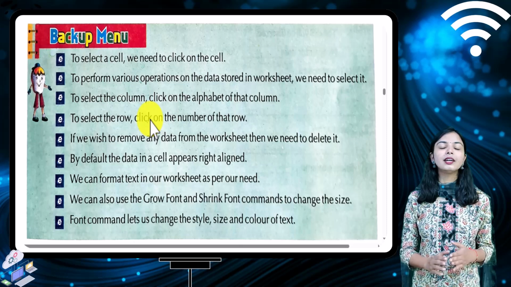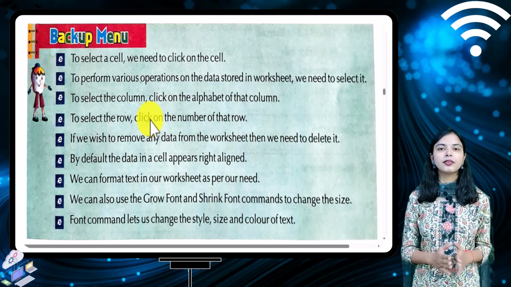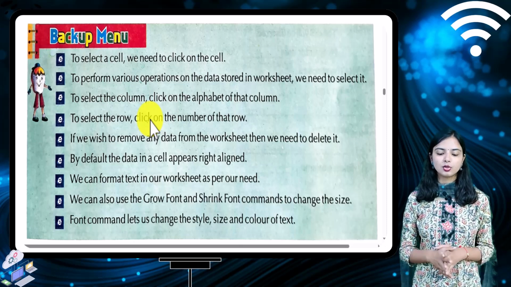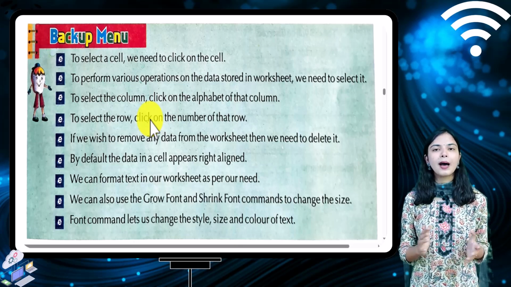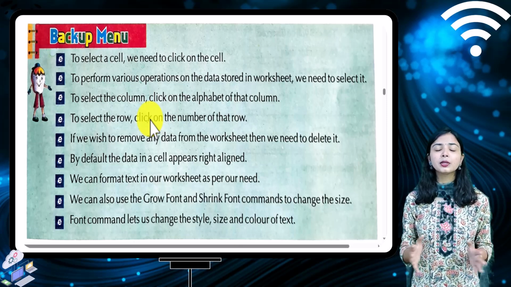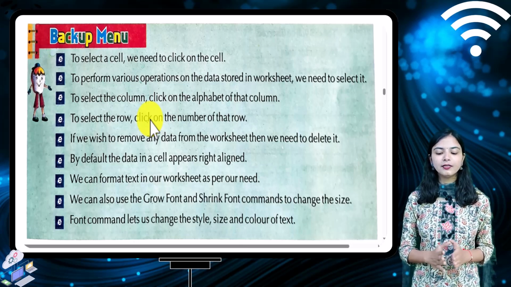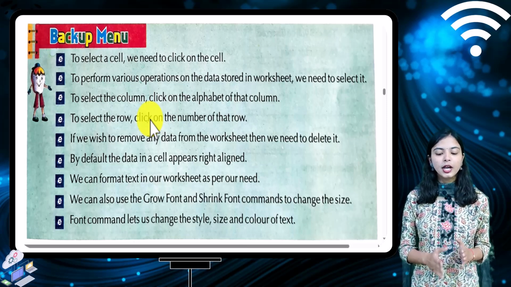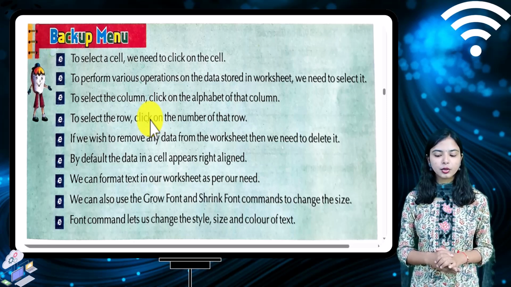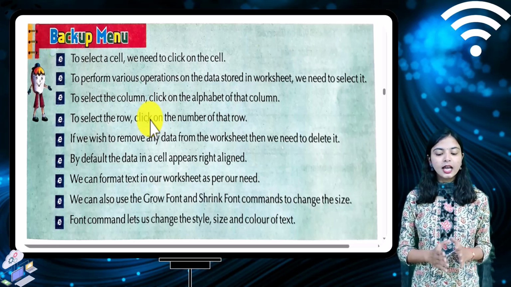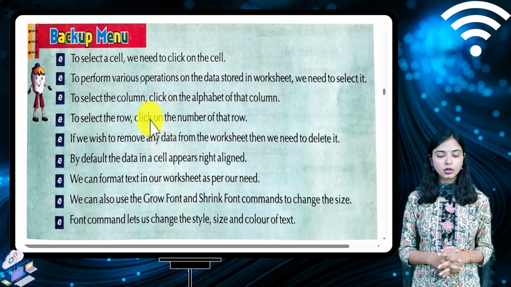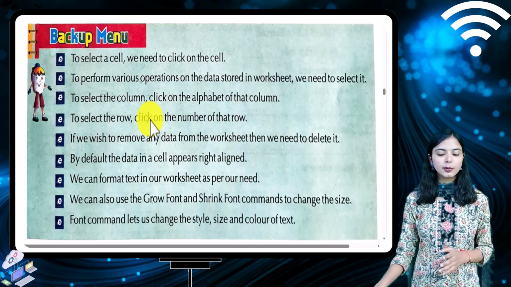This is how we have learned different features of Microsoft Excel 2010 in this class, students. So now we will go through the backup menu. Backup menu are the most important points of this chapter. So your very first point is to select a cell, we need to click on the cell. To perform various operations on the data stored in worksheet, we need to select it. To select the column, click on the alphabet of the column. To select the row, click on the number of that row.